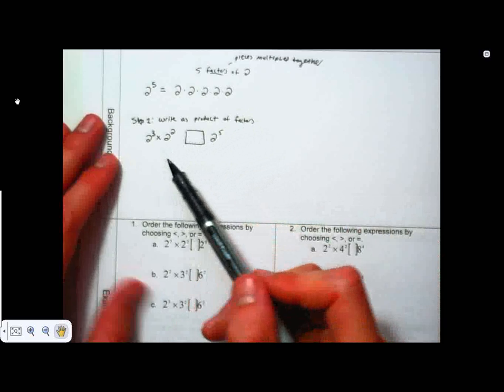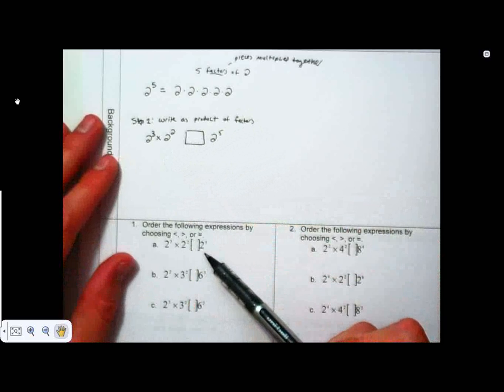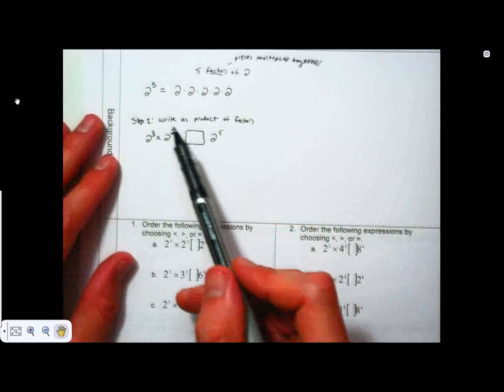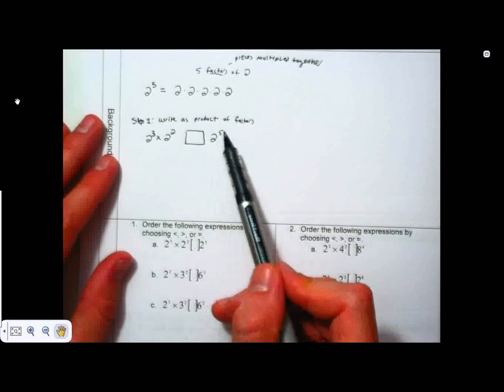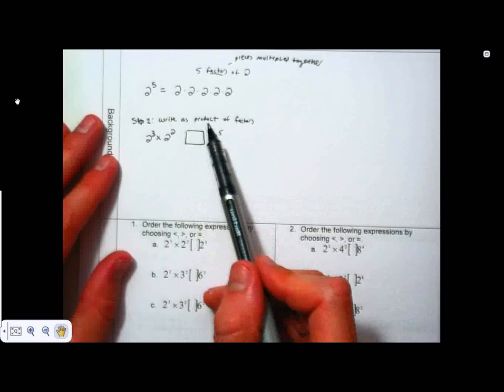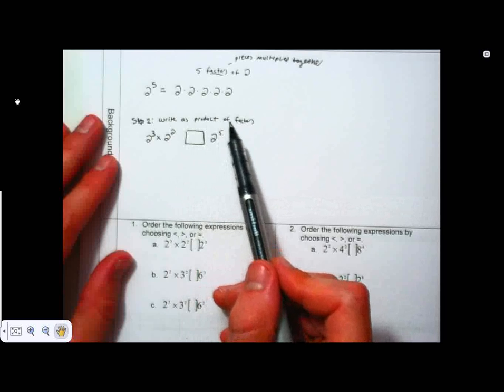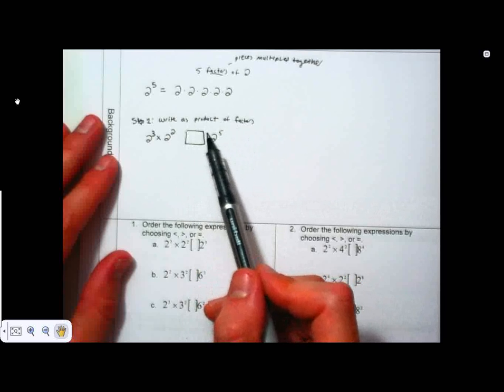So let's take a look at number 1. I've just copied down part A. And so if we're comparing this left-hand side with the right-hand side, my first step is to write as a product of factors, each side.